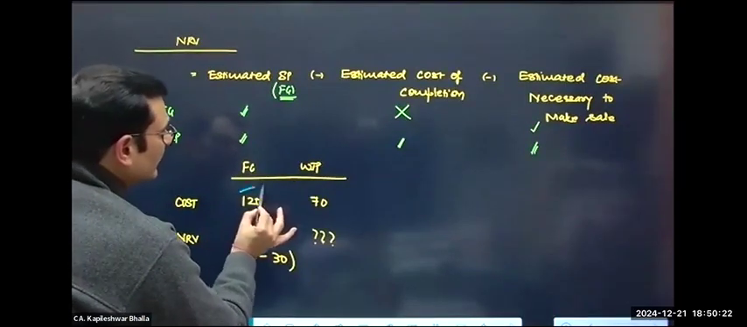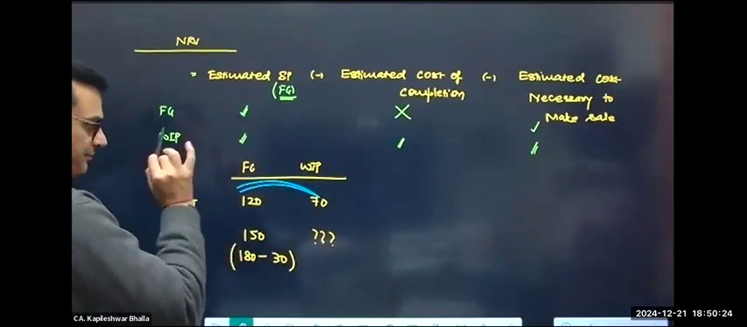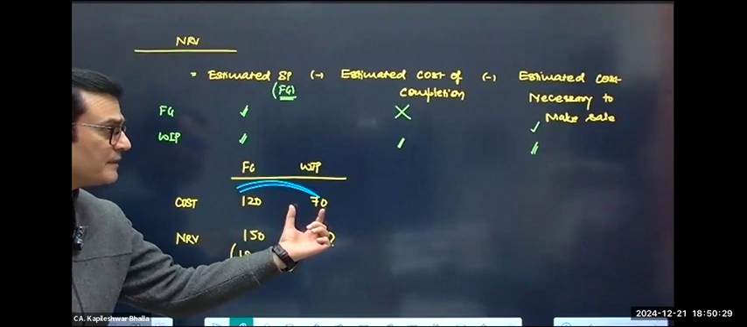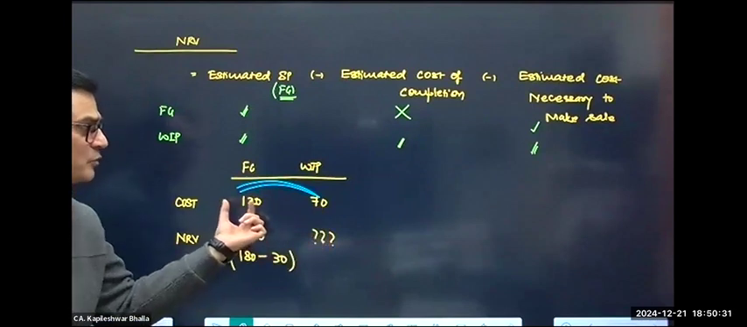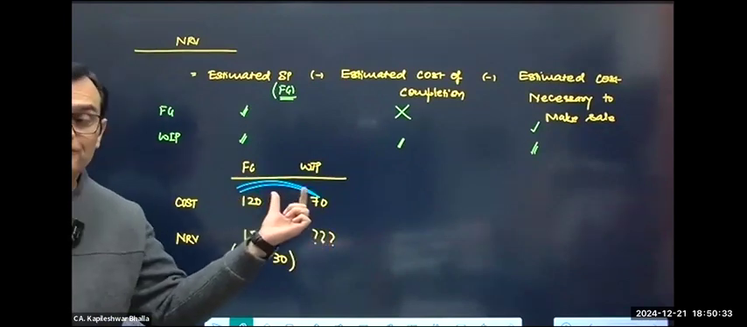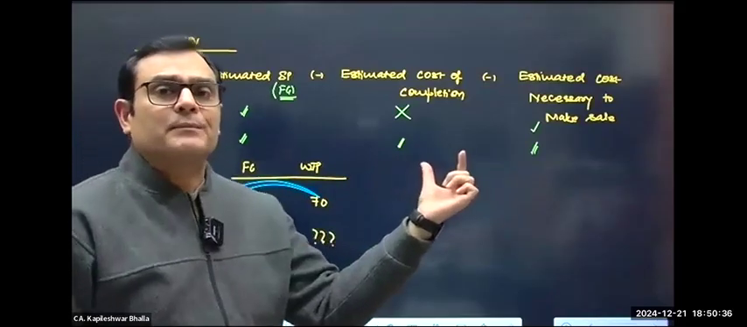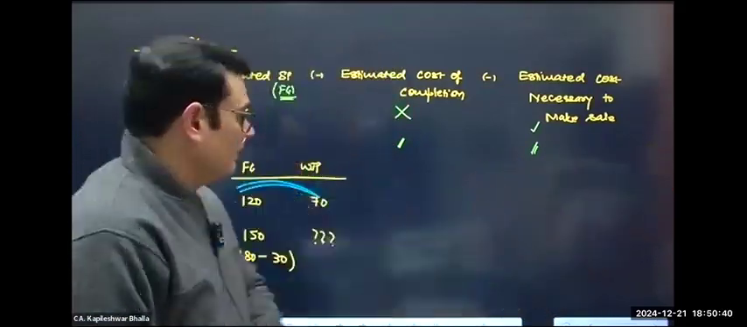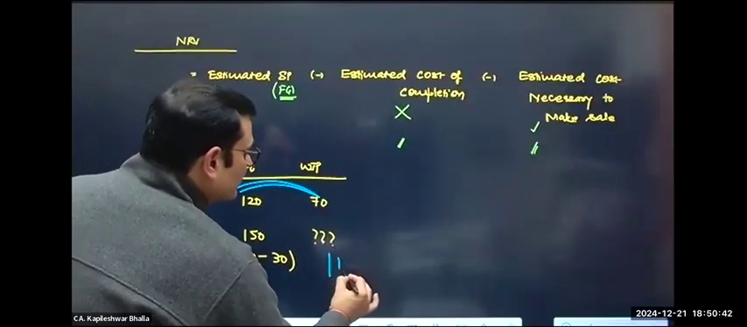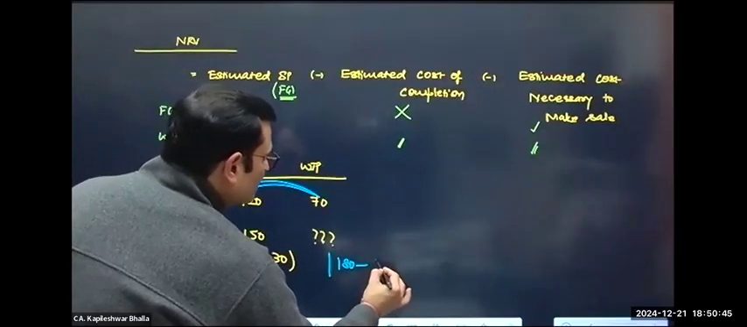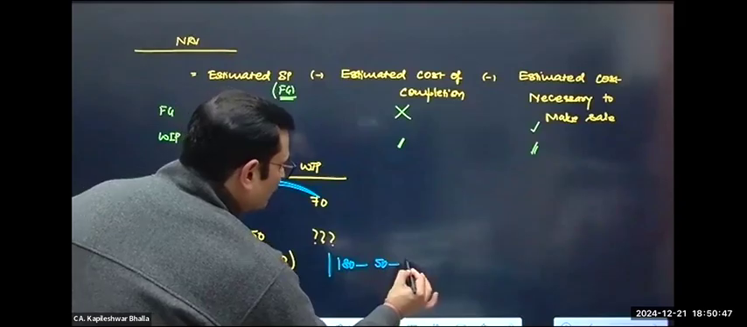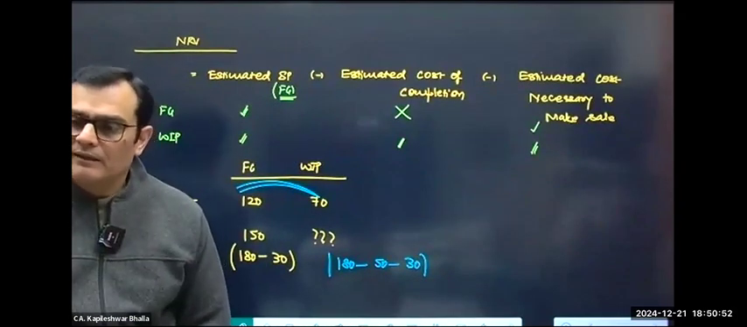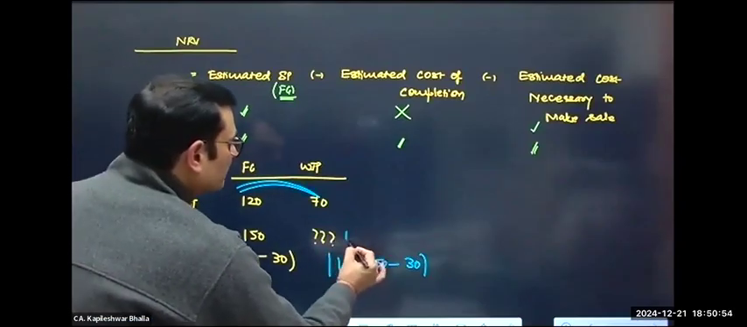Can you tell me what is the estimated cost of completion? If the cost of WIP is 70 and the cost of FG is 120, what does the difference of 50 represent? Is it the estimated cost of completion? Of course. I'm done. What is my estimated selling price? 150. What is my estimated cost of completion? 50. What is my cost necessary to make sale? Did you get the answer? My NRV is supposed to be 100.